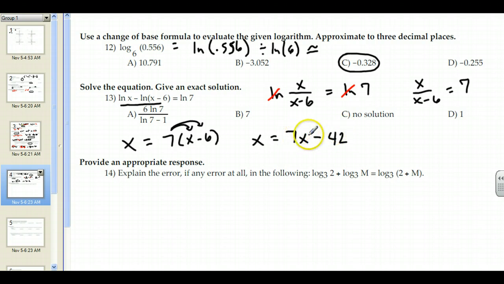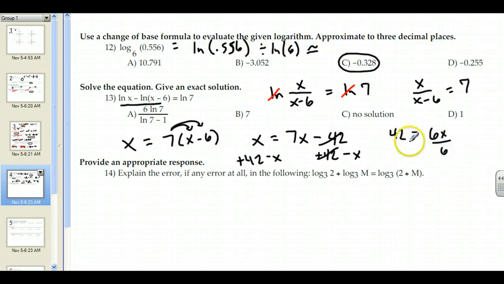Alright, I'm going to move this 42 over to the other side, and at the same time I'm going to subtract this x away from both sides. Kind of cut to the chase a little bit. So there's going to be a 42 over here. On this side there's going to be a 7x minus x, that's a 6x. Divide away the 6 and I get x equals 7.